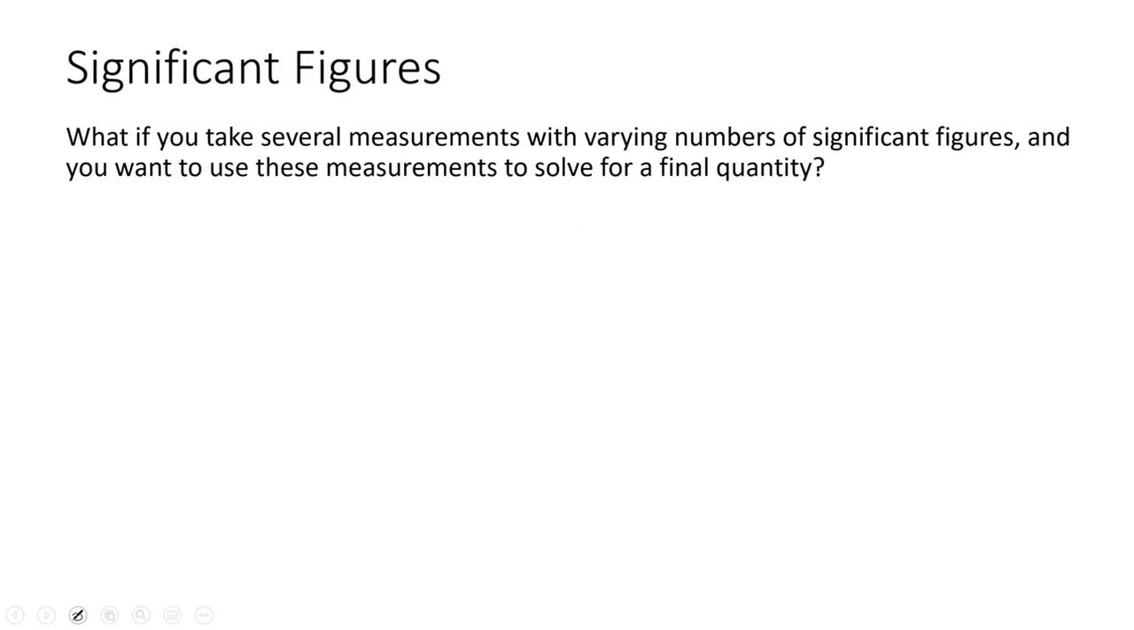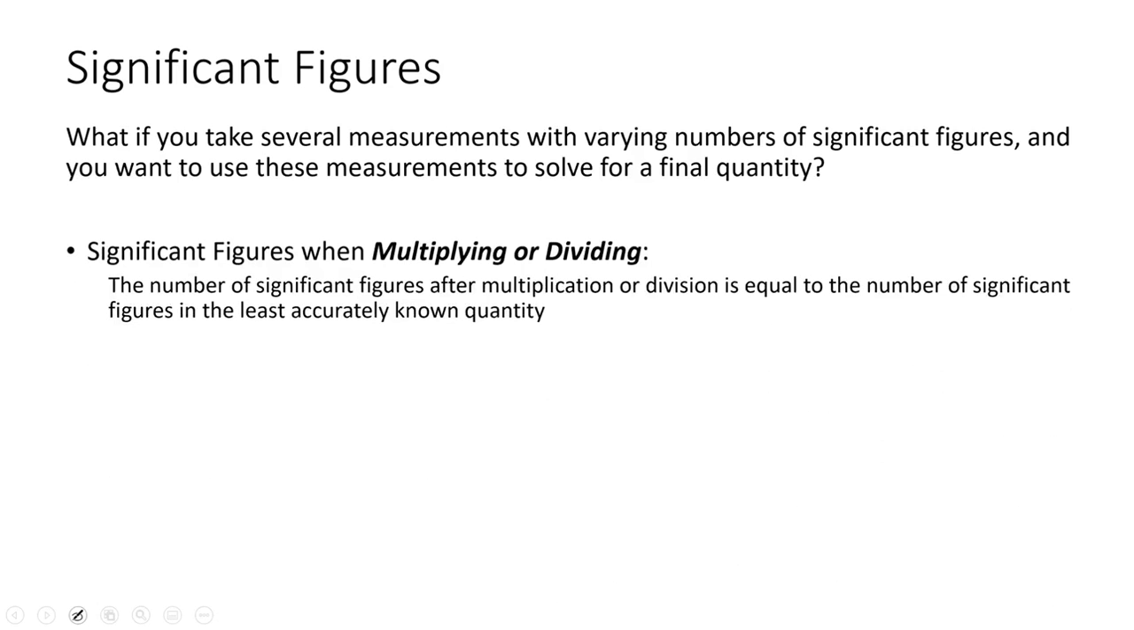Okay, so now we know how to look at a number and tell how many sig figs it has, but how do we deal with sig figs when we're doing calculations? There are a few rules for that as well. When we're multiplying and dividing, this is our first rule. It turns out you want to keep the same number of sig figs in your answer as the number in your product or division that has the lowest number of sig figs.